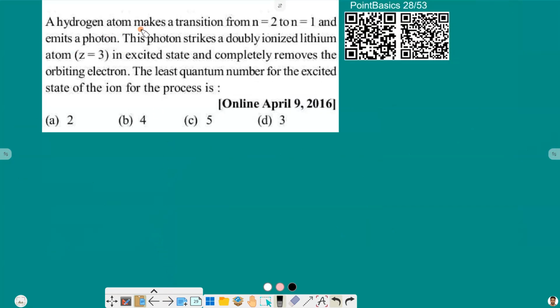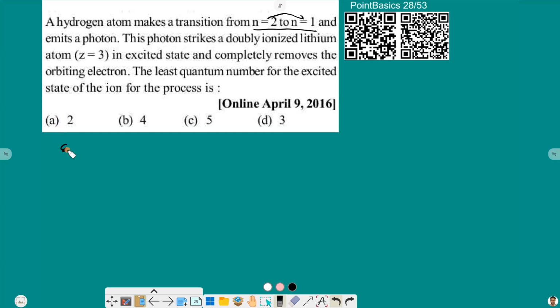So a hydrogen atom makes a transition from n2 to n1 and emits a photon. This photon strikes a doubly ionized helium atom in an excited state and completely removes the orbiting electron. Find the least quantum number for the excited state of the ion for this process. Now we have a hydrogen atom which is making a transition from the second to the first level.